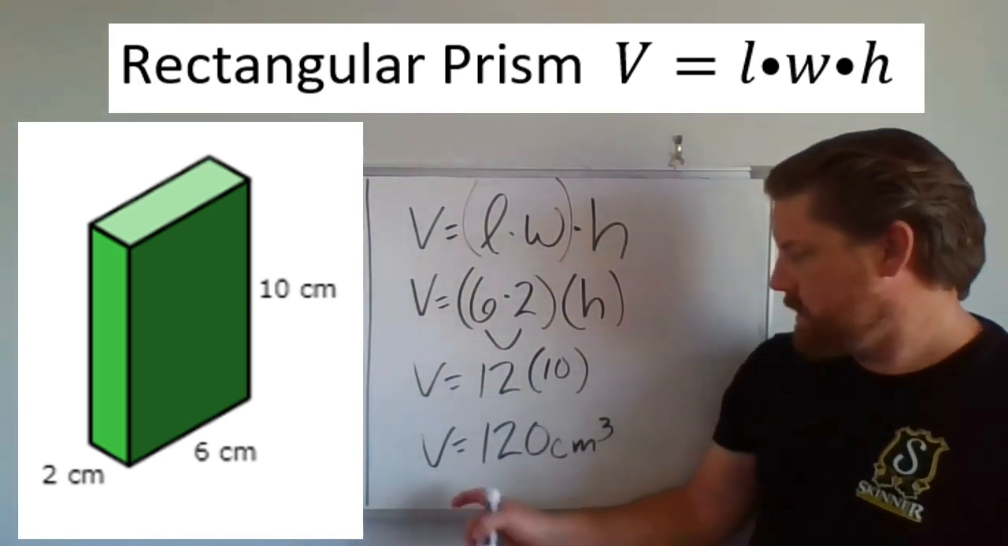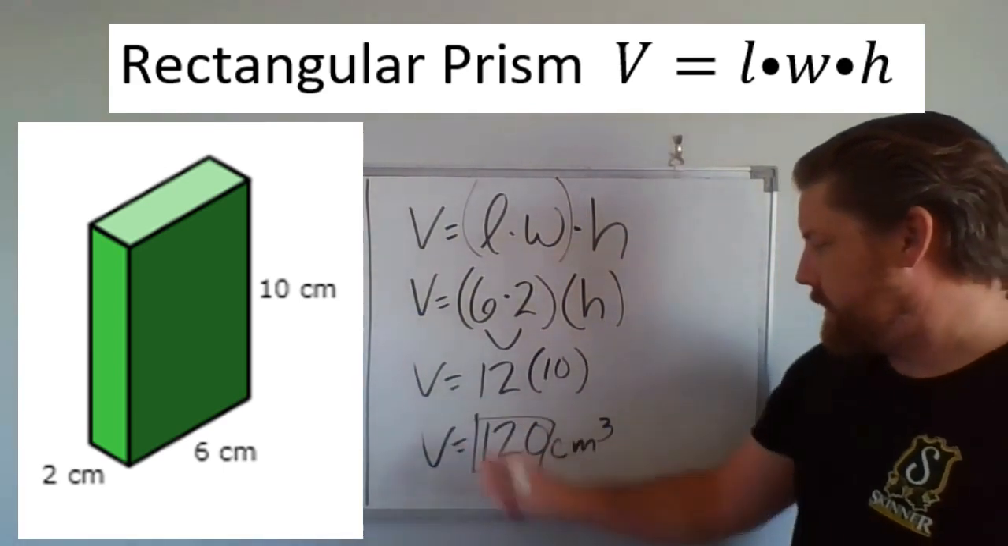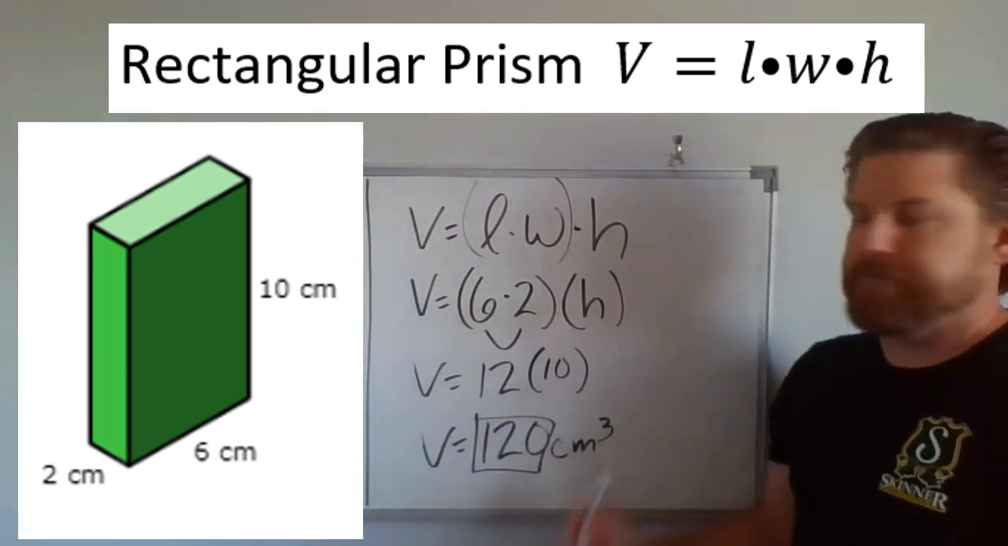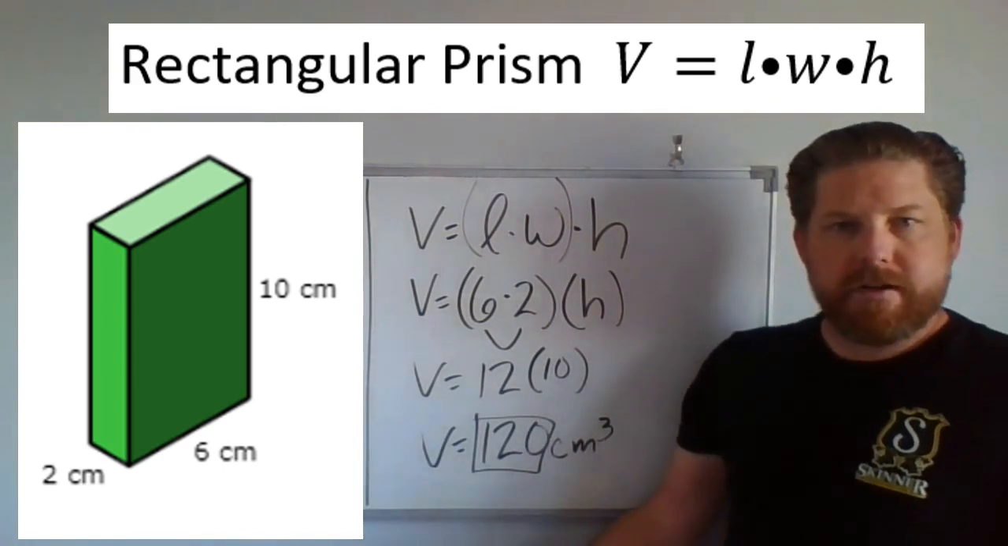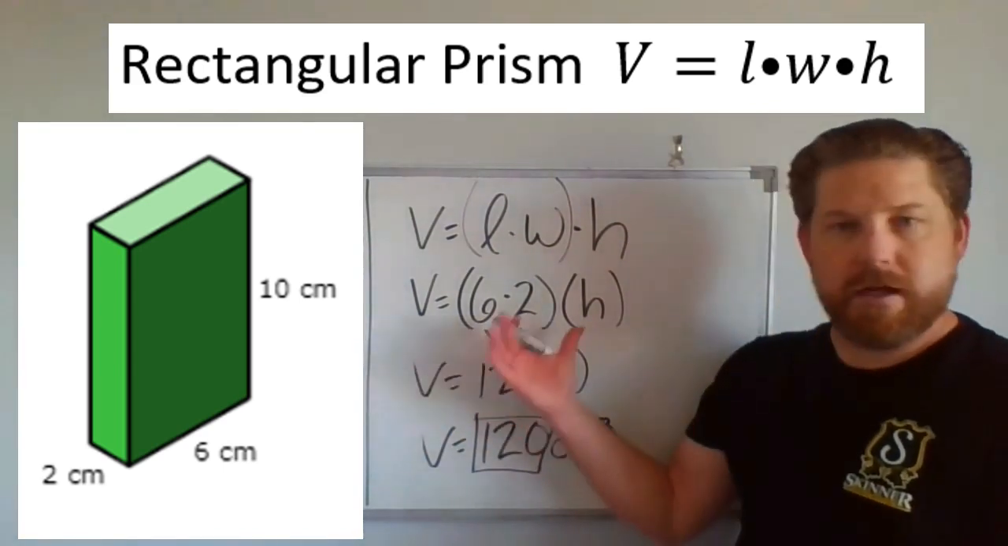I think in IXL, you just literally type this in and it says cubic centimeters. All right, volume of a rectangular prism, not too bad. Let's move on to the next one.